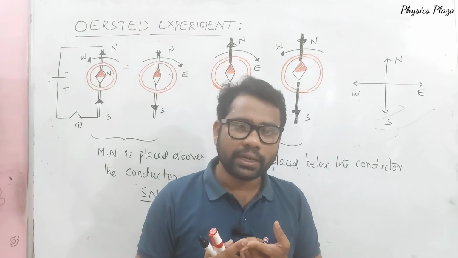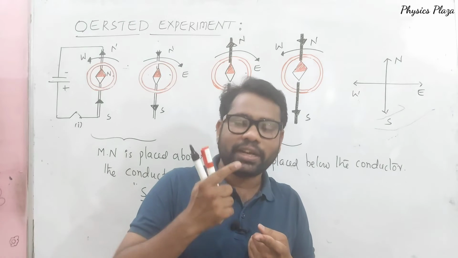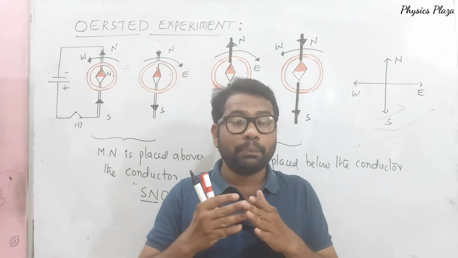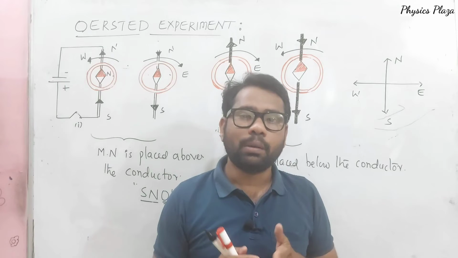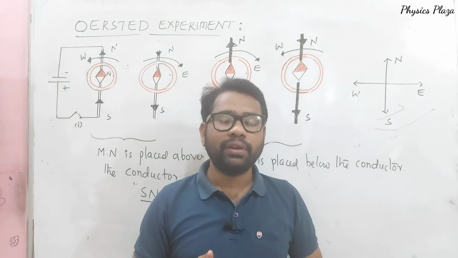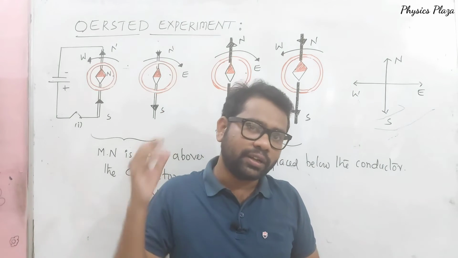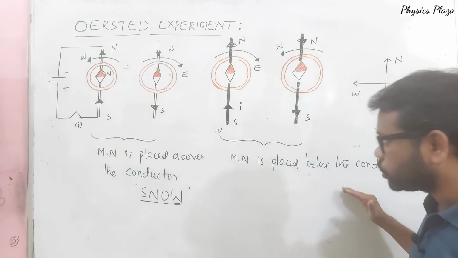The second one is that by reversing the direction of current, we can reverse the direction of the magnetic field, and by increasing or decreasing the amount of current in the conductor, children, we can either increase or decrease the strength of the magnetic field around the current carrying conductor. But children, there will be one question.